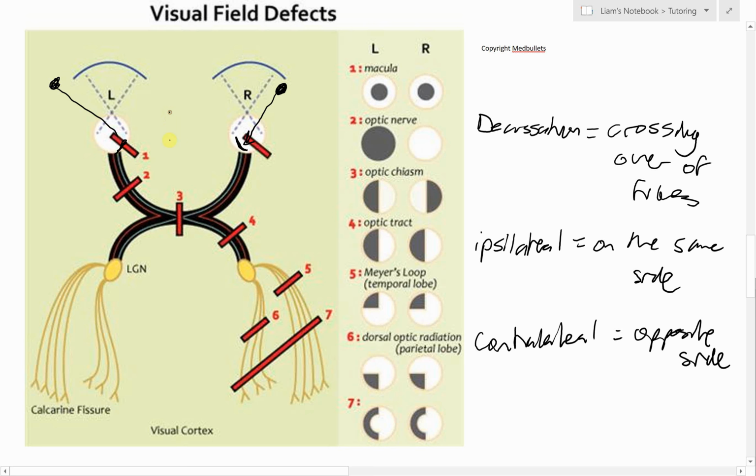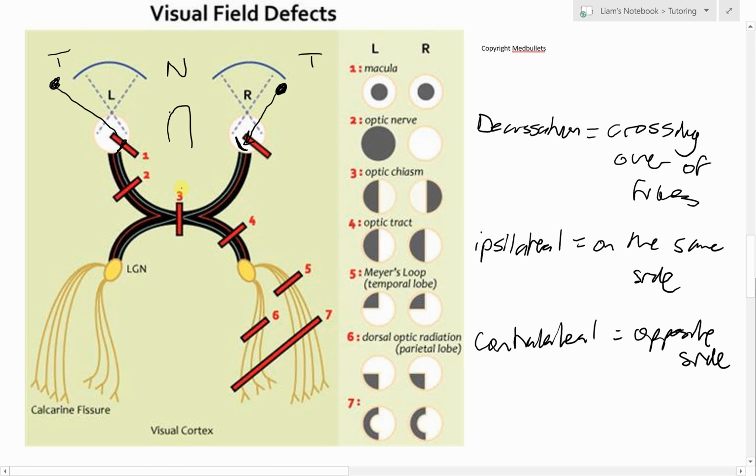So this is our nose here. This is a bird's eye view, by the way. We've chopped off the top of someone's head and we're looking down on this, so left and right is the same as our left and right. This is the nose, so this is their nasal field of view, and their temporal is out here. The temporal field of view is detected by nasal fibers, and these nasal fibers run down and cross over at the optic chiasm.